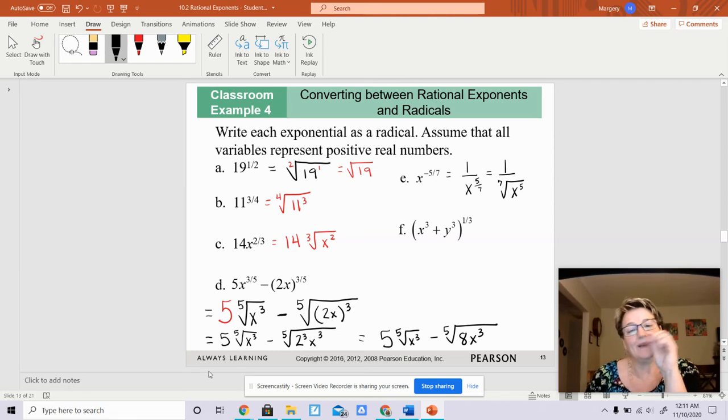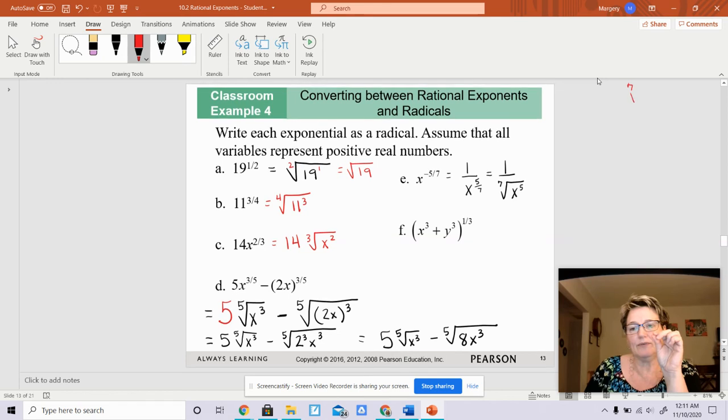Now, you cannot have a radical in the denominator. So what you could do is rationalize this denominator. And by doing that, the 7th root of x to the 5th times the 7th root of x squared gives you the 7th root of x to the 7th, which means it's equal to x. So you could rationalize the denominator.